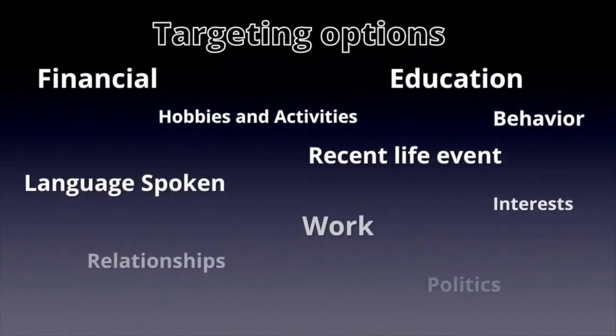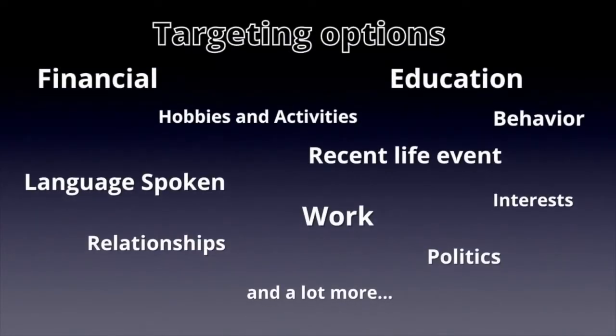So you can change things like income bracket, education. You can change the languages that they're speaking. You can change whether they've recently moved, if this is their hometown or not. You can also target based on jobs, recent life events, and things like that.